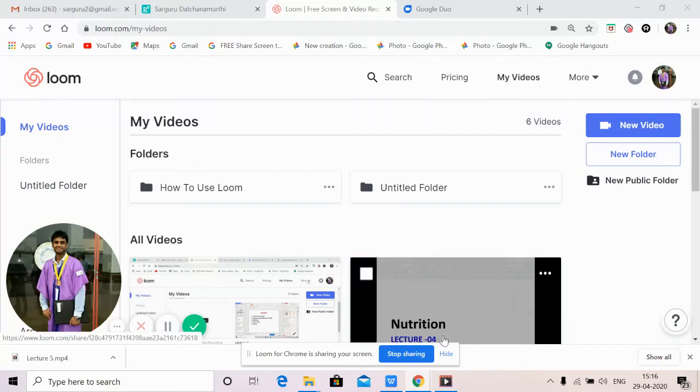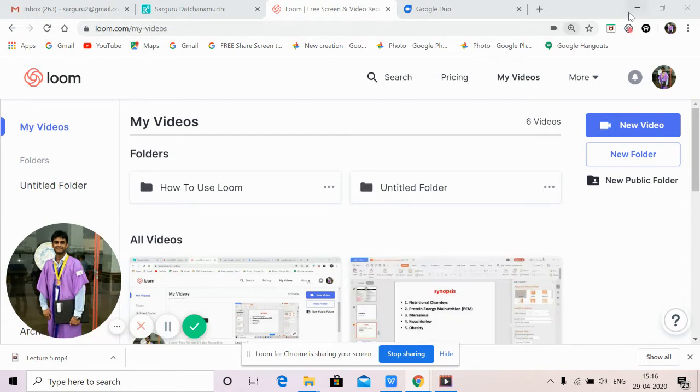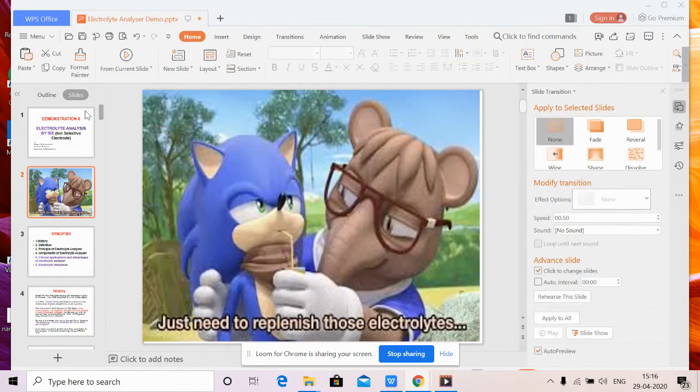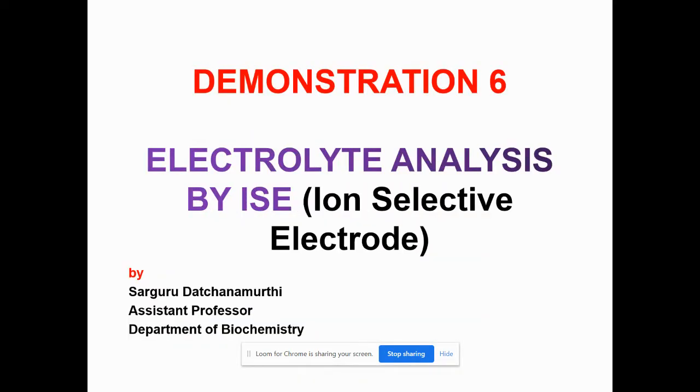Non-serum electrolytes. Okay, as we all know, what is an electrolyte? Basically, blood and other fluids in the body have many cations, right?